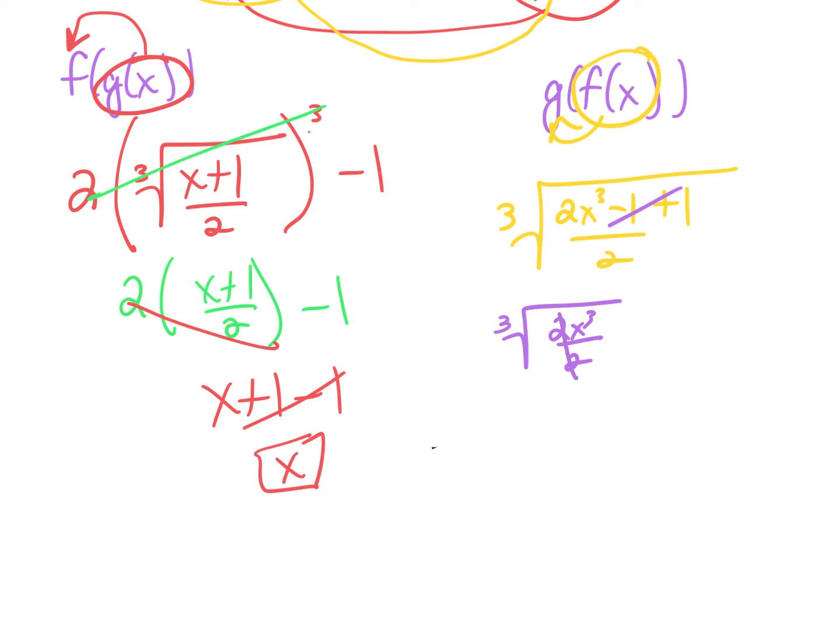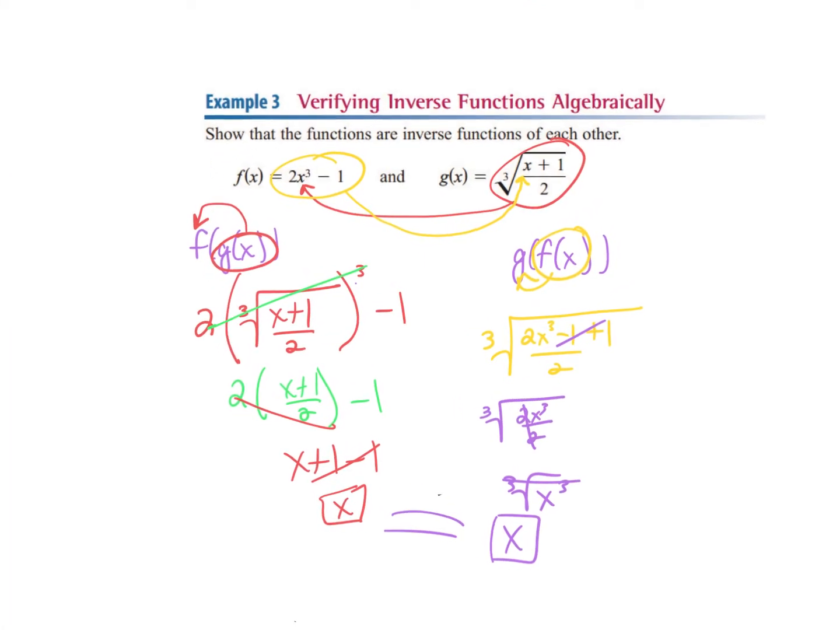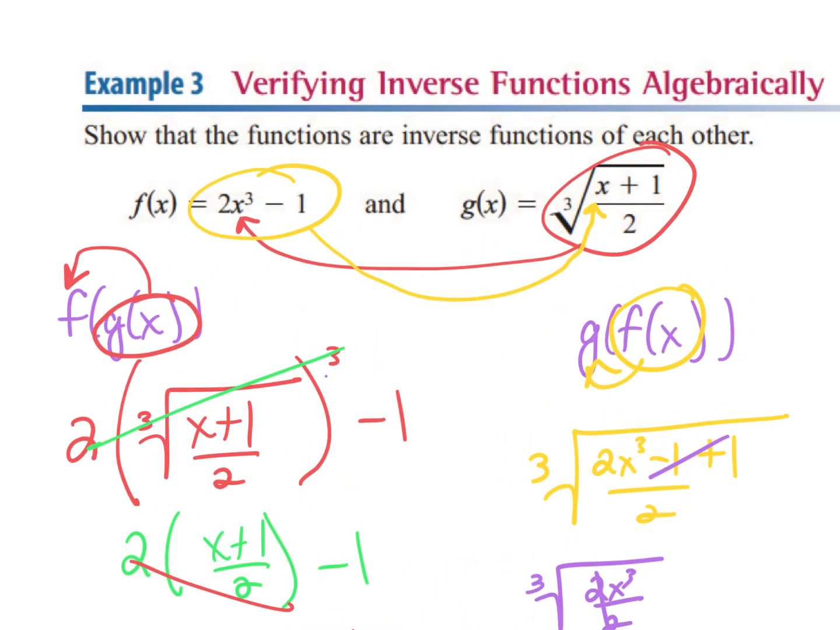Then the 2's. Then I have the cube root of x cubed, and I get, what did you guys notice? They're the same. When you plug one function into the other, and then vice versa, and you get the same answer, you verified that they're inverses of each other. At the beginning of this problem, it says show that the functions are inverses. They're already telling you they are. But you can kind of visually see.